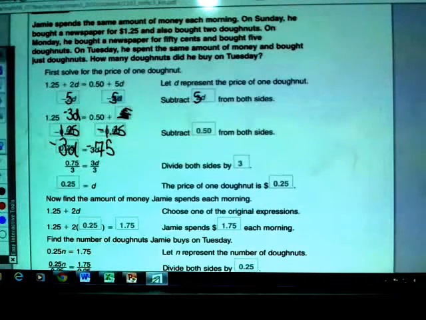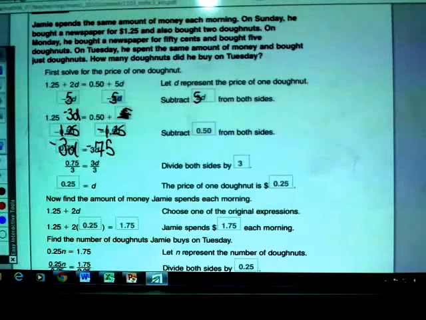Now, that helps us because now we know what the cost of a donut is. Now we're going to go on and take a look at Tuesday. He spends the exact same amount of money on Tuesday, but he only bought donuts. Now we figured out that at 25 cents, he's spending $1.75 each day. We can do that a couple different ways from Sunday and Monday, but it doesn't matter which way we do it. He's only spending $1.75 each day. Remember, the question says he spends that same amount each day. That's how I know that.